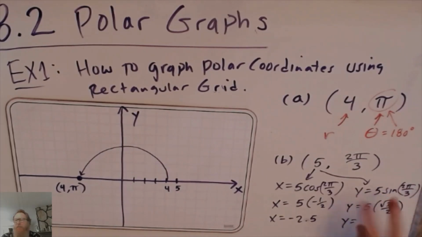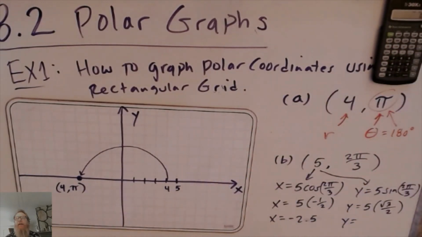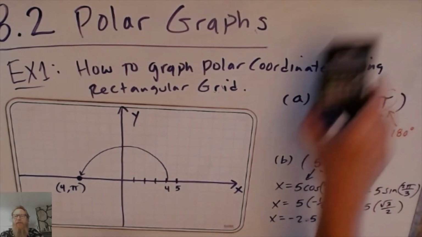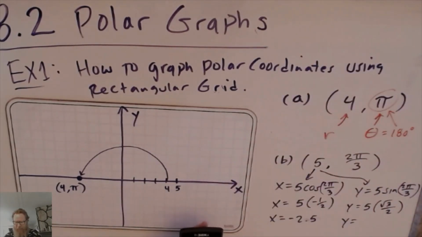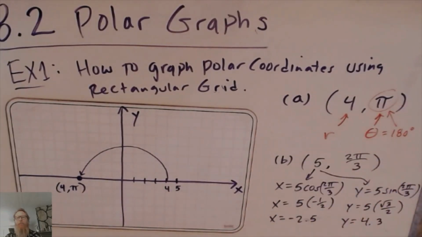If you don't have your special angles memorized, you can use your calculator if it becomes necessary. In this case, I think I'll just use a calculator to get a decimal. So I've got 5 times the square root of 3 divided by 2. So y would be 4.33, or 4.3 would probably be close enough. The x is actually exact. The y is an approximation.